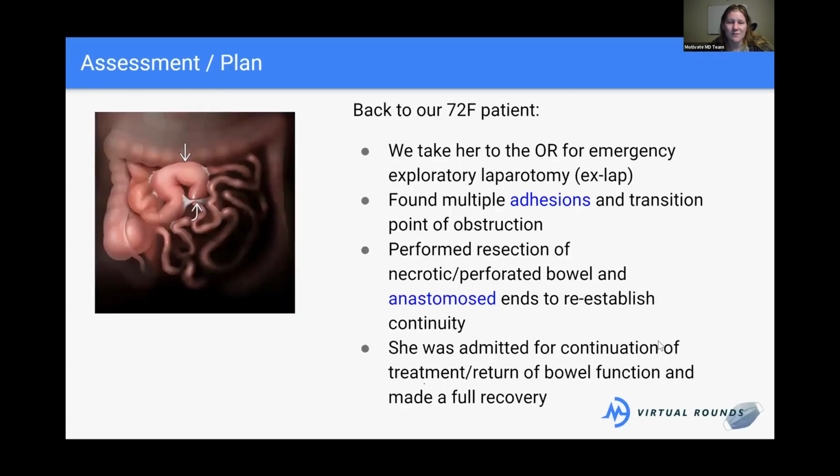So for our assessment and plan, here's a picture of the adhesions that I was talking about. This is just one adhesion, but you can get them everywhere in the abdomen. It can get really matted and crazy looking in there. But this is a great picture. I think it shows where the adhesion is.